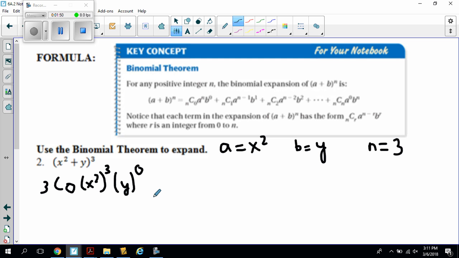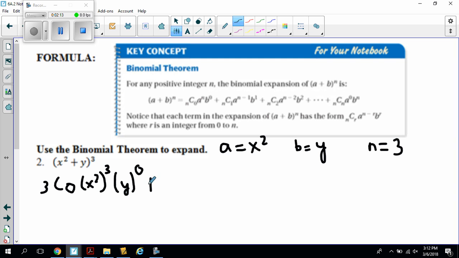Now, to know if you're doing this correctly, you can always add your exponents, so for example 3 and 0, and make sure they add up to our n. If they do, you're doing it correctly. So if we do 3 plus 0, that should give us n. As well, if you look at your r value, which in this case is 0, that will also be the same exponent on our b value.